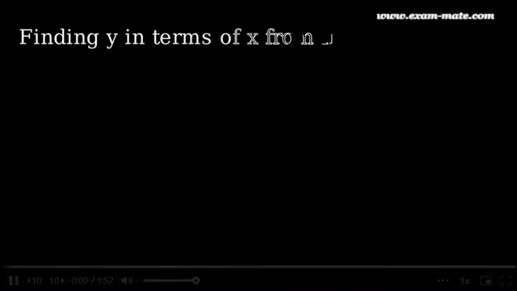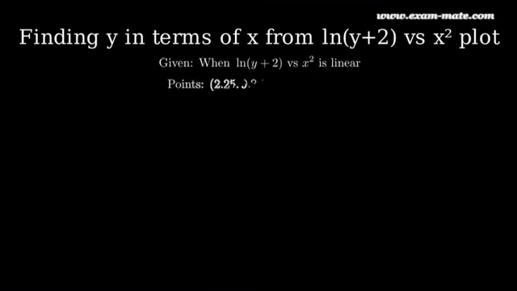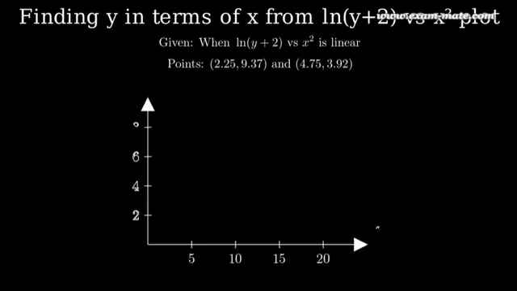Let's solve this problem step by step. We're given that when ln(y + 2) is plotted against x squared, we get a straight line that passes through 2 points. Let's first plot these points on a coordinate system. Here's our x squared axis horizontally and ln(y + 2) axis vertically. And here are our 2 points: (2.25, 9.37) and (0.75, 3.92).